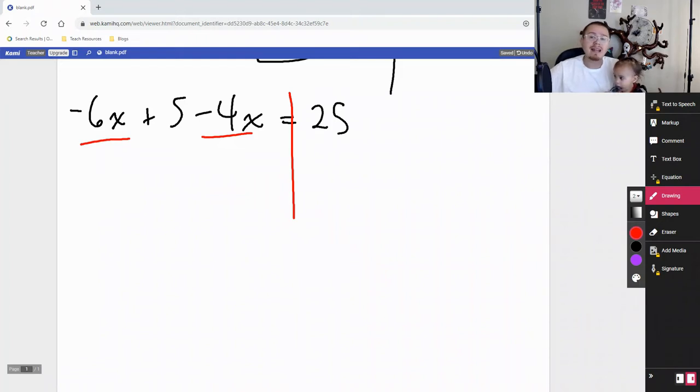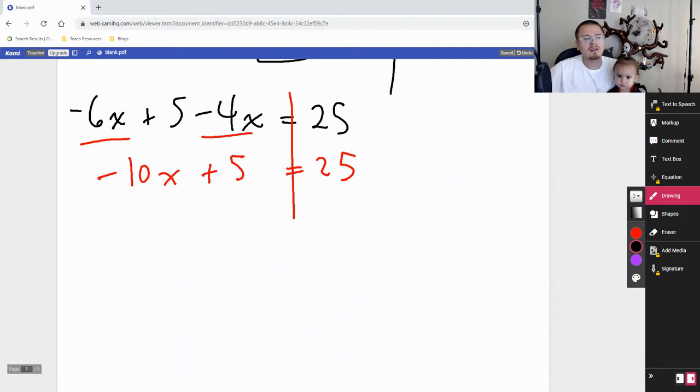Think of adding negatives. Some of you are like, oh, I bet you that's positive. Nope, you wrong. That's like spending money. You spent $6, you spent $4, you spent $10. It's negative 10x plus 5 equals 25. And now you're with a two-step. We can all hit that little two-step. So let's keep it going.